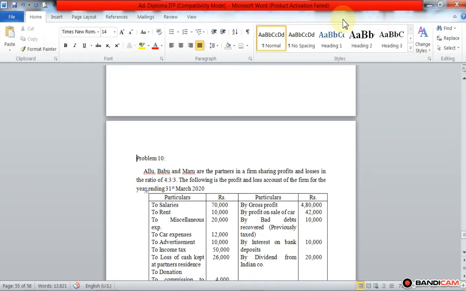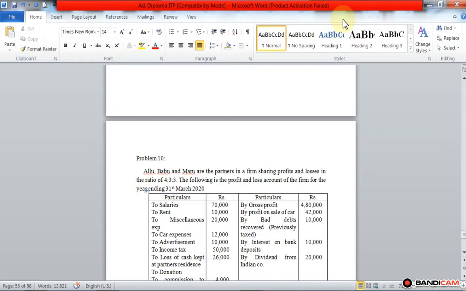Here Alu, Babu and Maru are the partners in a firm sharing profits and losses in the ratio of 4:3:3. The following is the profit and loss account of the firm for the year ending 31st March 2020. So Alu, Babu and Maru are the three partners sharing profit and losses in the ratio of 4:3:3, and the profit and loss account is given here for the year ending 31st March 2020. Particulars, rupees, debit side, credit side.